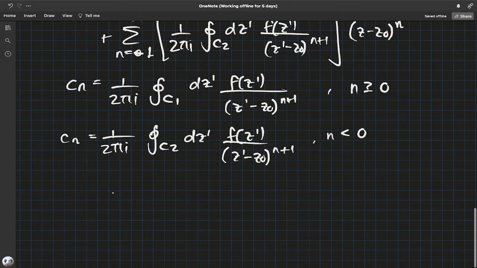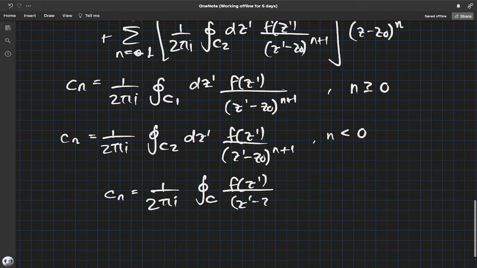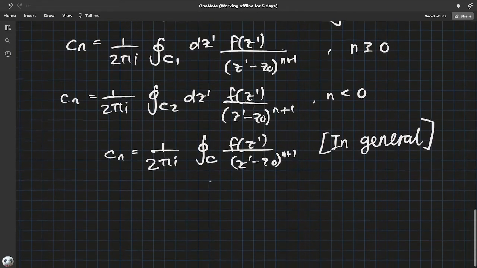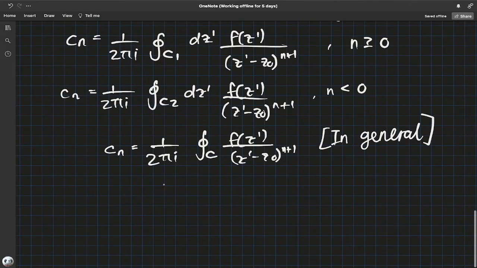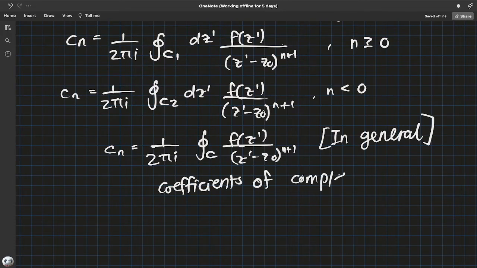So what I can do is generalize all cases to say 1 over 2 pi i, contour integral over C of f(z') over (z' minus z naught) to the n plus 1. This is the most general case, and this is the general formula for the coefficients of a complex Laurent series.